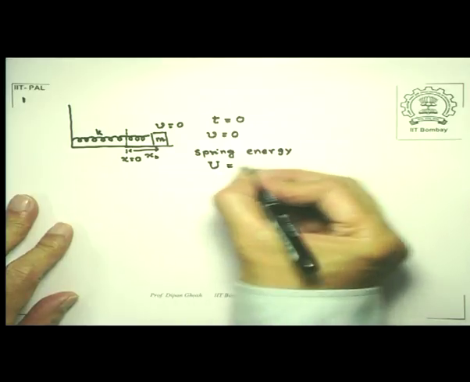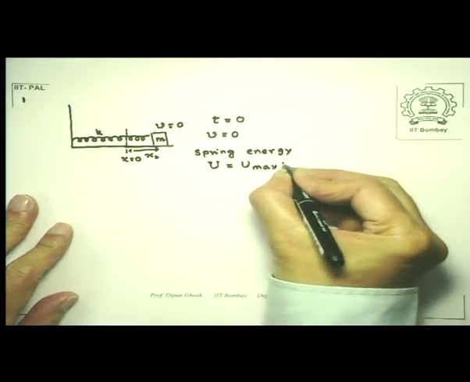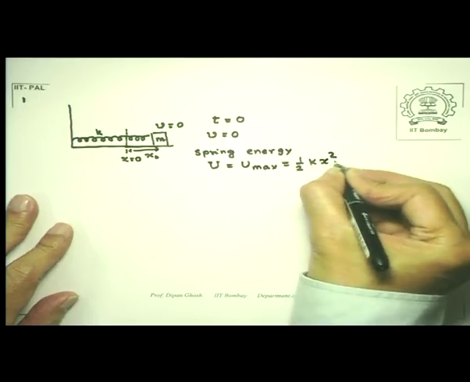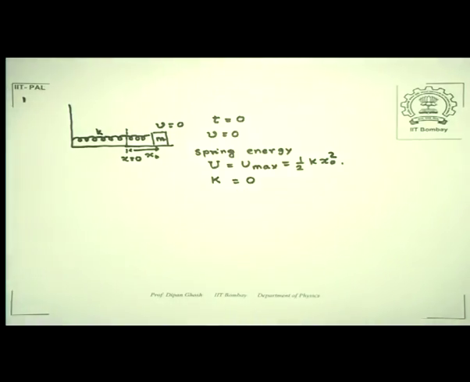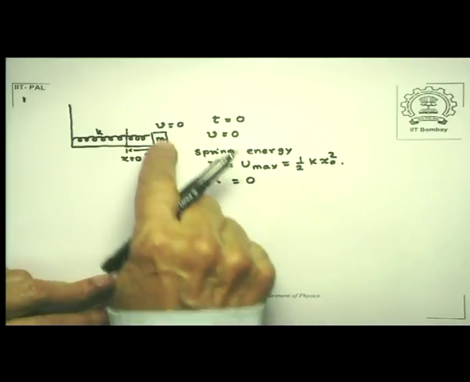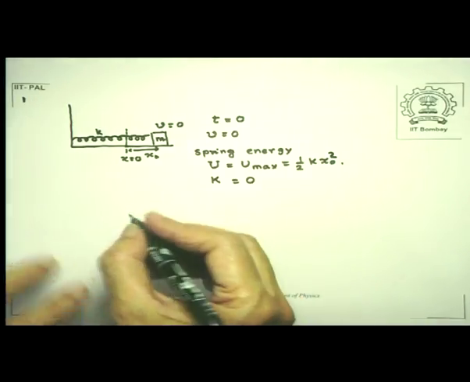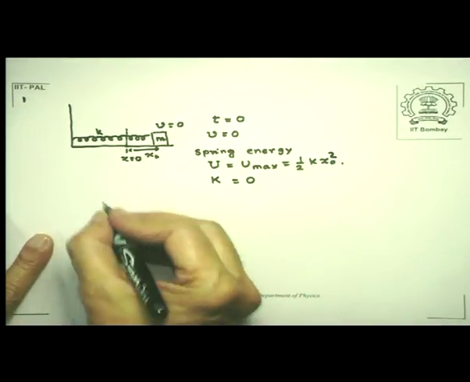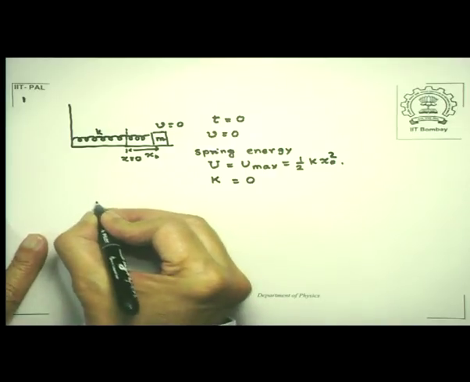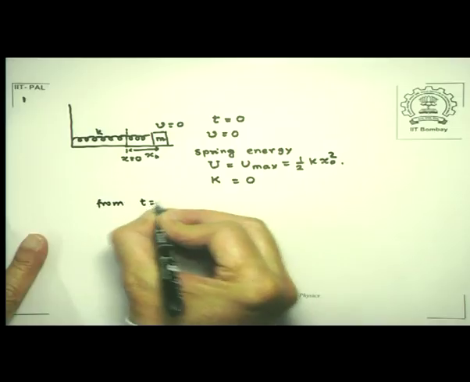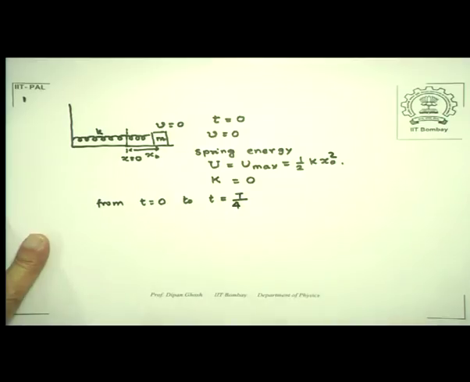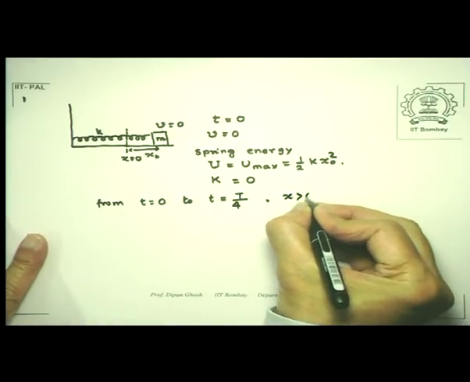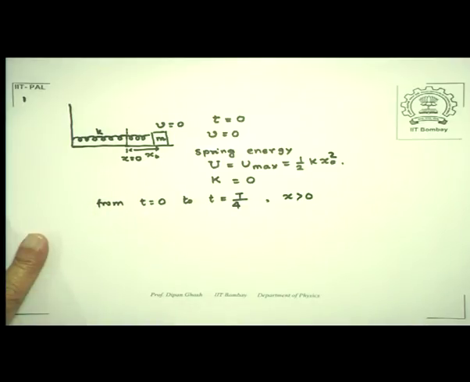So U is equal to U max, which is half k x0 square, and the corresponding kinetic energy is equal to 0 because the particle has 0 velocity. Now when we release this mass, it will start moving to the left. From t equal to 0 to t equal to T divided by 4, my x is still greater than 0, and the velocity is still towards the left.